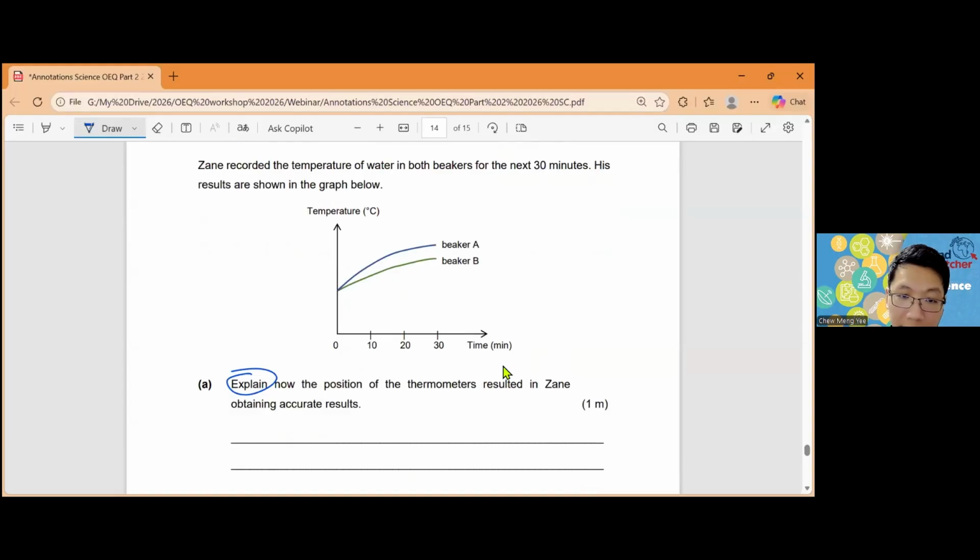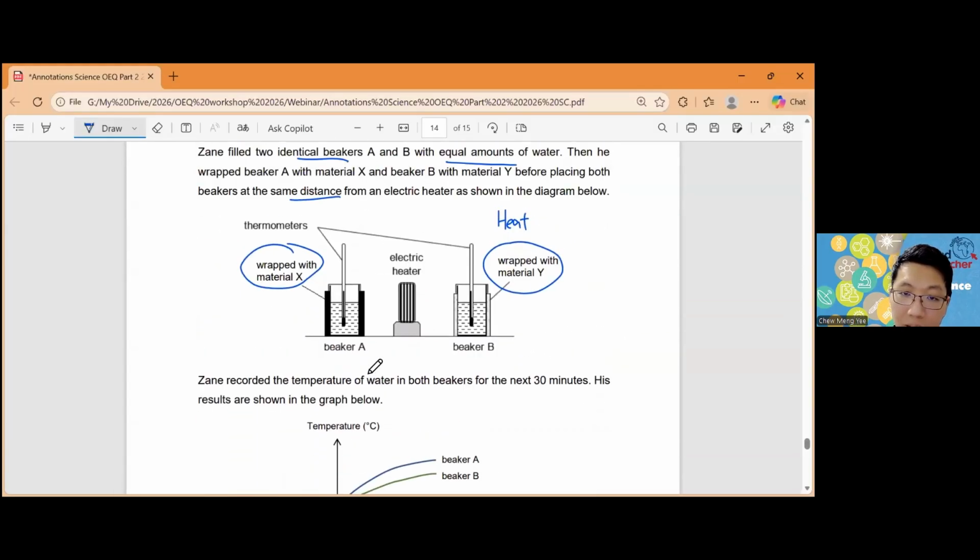Now, part A, explain how the position of the thermometers resulted in Zen obtaining accurate results. This is not a fair test question. This is on accuracy. So how were the thermometers positioned? What is the correct scientific way to place the thermometer? So this is correct, right? Both are the same. They are correct. They should not be touching the sides or the base of the beaker. They should not be in the air. The bulk of the thermometer must be submerged in the water, in the liquid, water in this case, and not touching the side of the beaker.